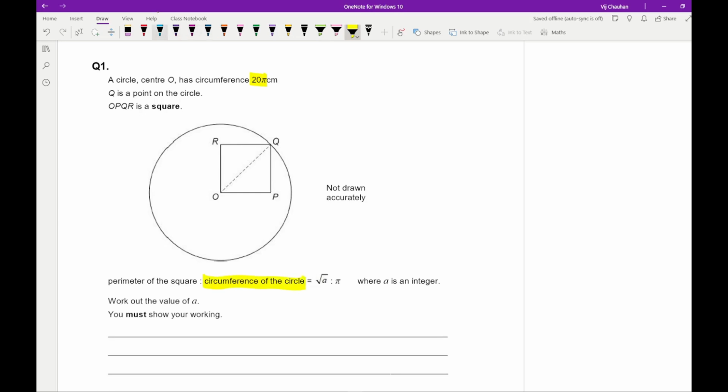Now, in order for us to work out the perimeter of the square, we'd first need to work out what one of the sides is. So if I call this X, and I call that dotted line OQ, using the circumference of the circle, I know that the circumference is equal to 2 pi r, or pi times d, whichever you prefer to use, and we know that that's 20 pi. From this we can cancel things out, so the pi's cancel, so we know that 20 equals 2r, so therefore the radius is going to equal 10.